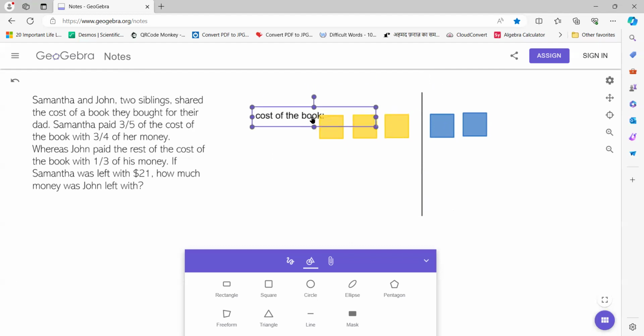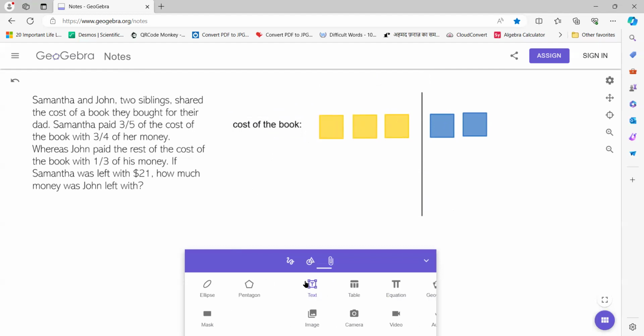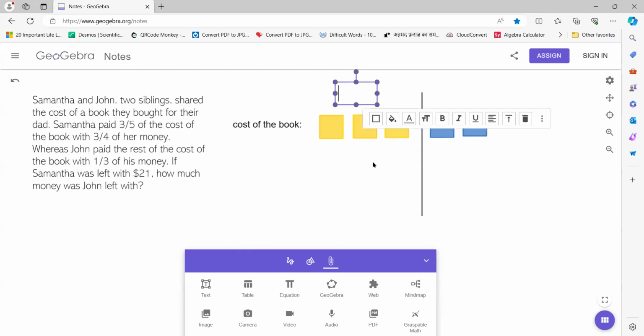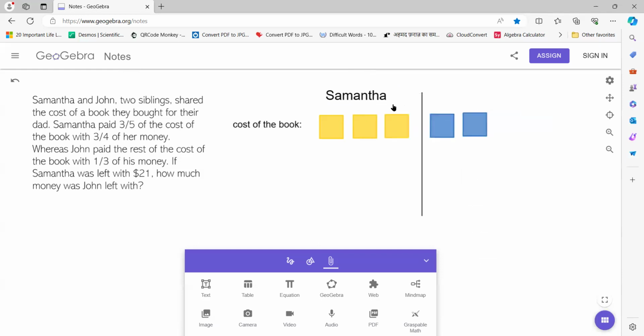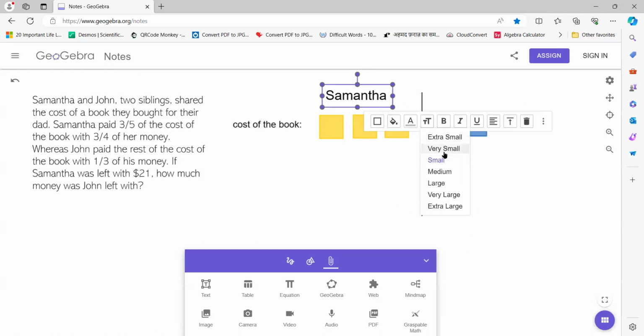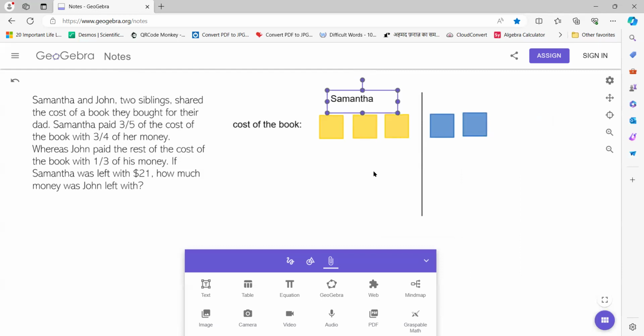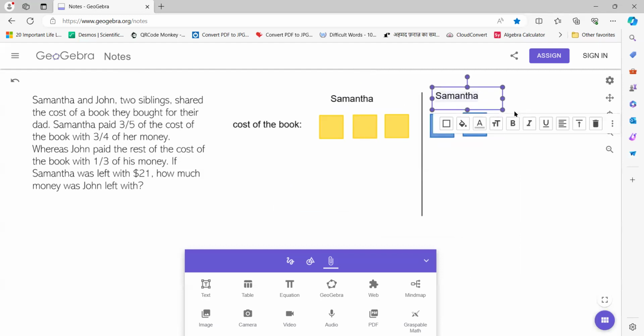So actually, guys, I'm going to put this here. I'm going to write Samantha here. Samantha. And I'm going to write John here. So, of course, the top line represents the cost of the book.